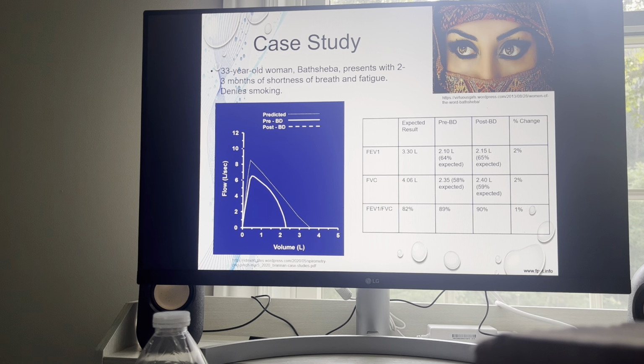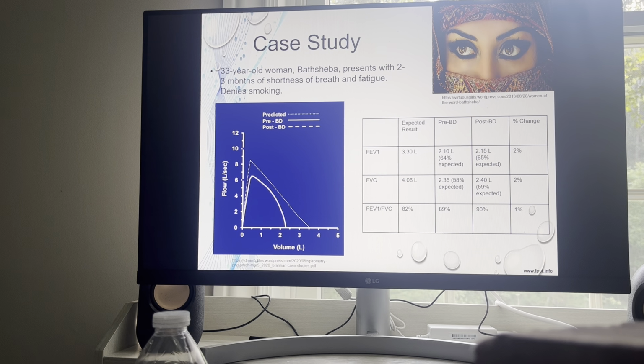Let's go over the differential for restrictive lung disease, starting with extrinsic. Chest wall deformity. Well, that would be obvious. Does she have severe kyphosis or scoliosis? Well, we have to evaluate her spine. Run your fingers down her spine. Neuromuscular. Does she have weakness, paresthesia, visual changes? We would perform a full neuro exam.